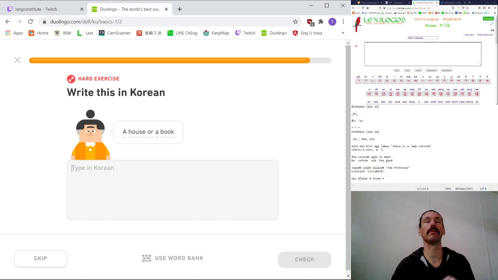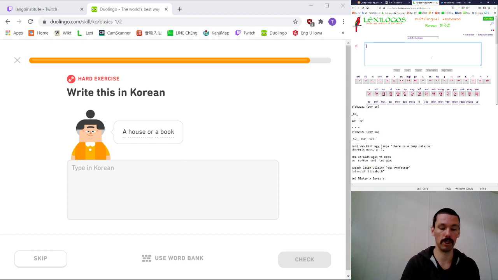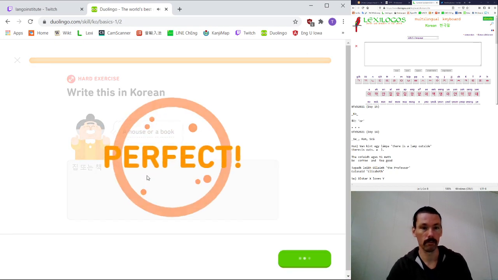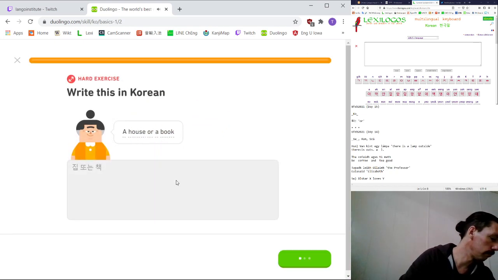House or book. 집 또는, probably also with spaces. J-I-B. 또는 책, C-H-A-E-K, as it happens. I think the syllable for 책, which means book, looks kind of booky. Grabbing a book on a shelf or something. Bookish.